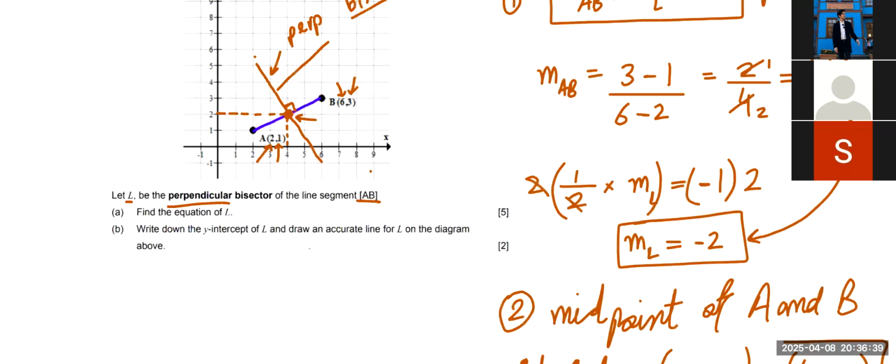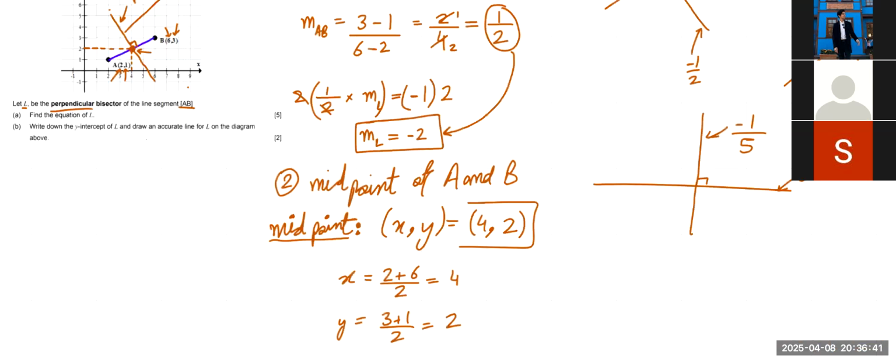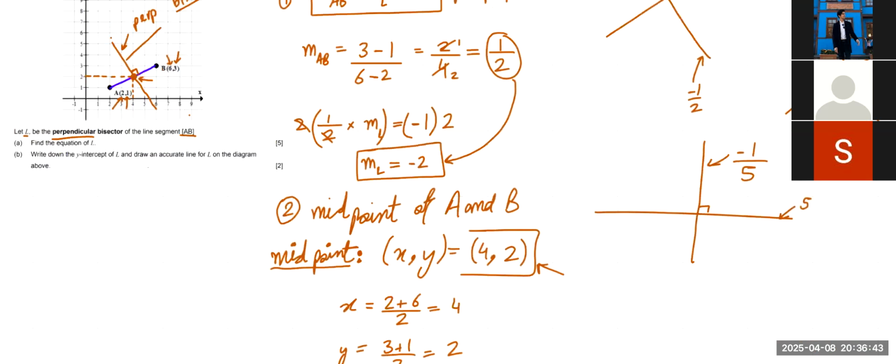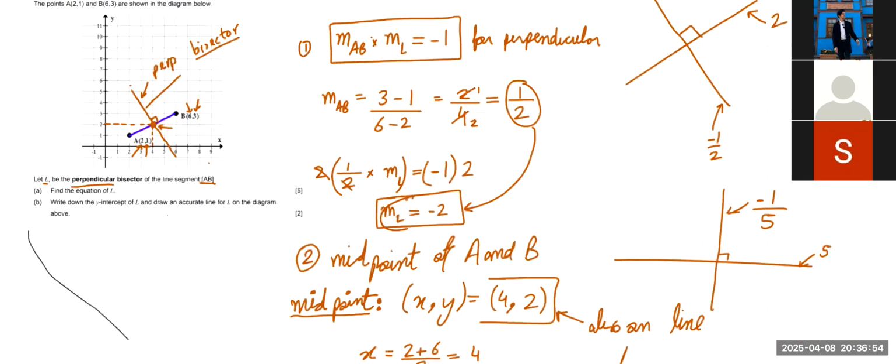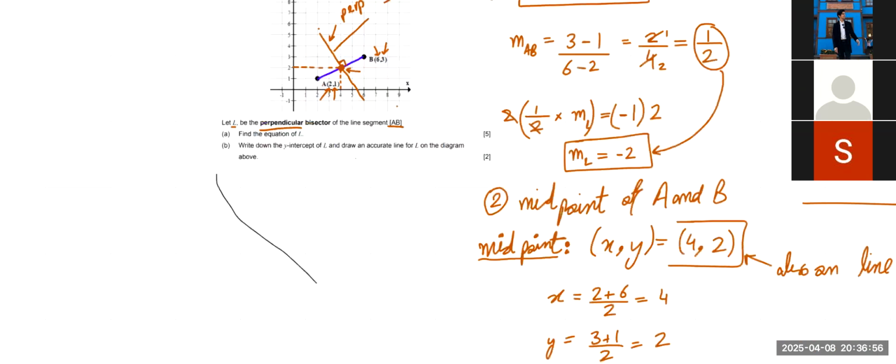So finally, we know the midpoint. So this midpoint is also on line L, right? Because that was the whole point. And we also know the slope of our line. So finally, we can find the equation of our line.